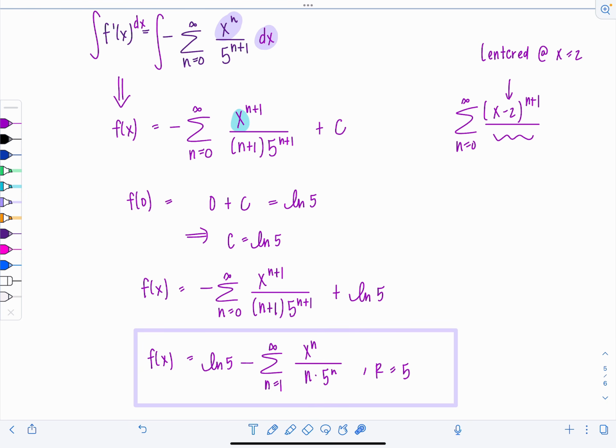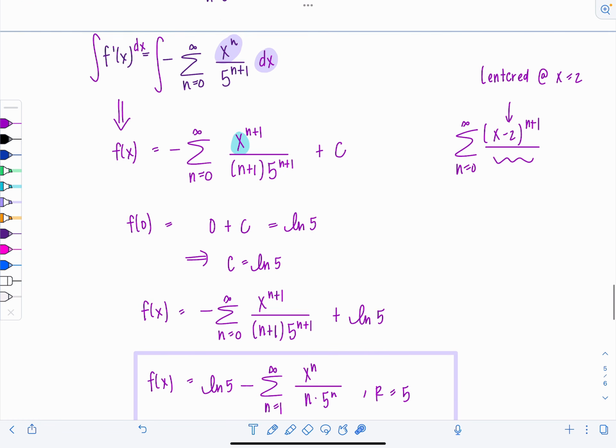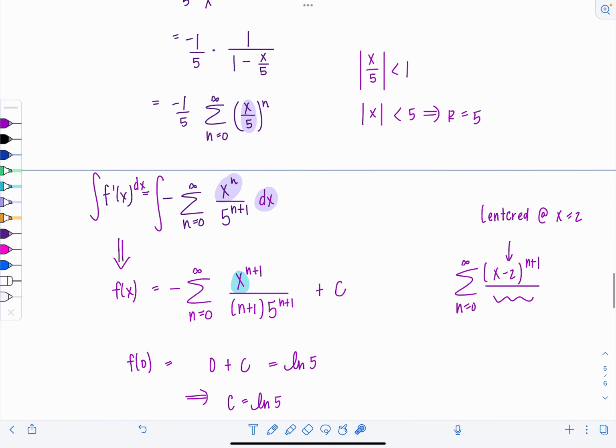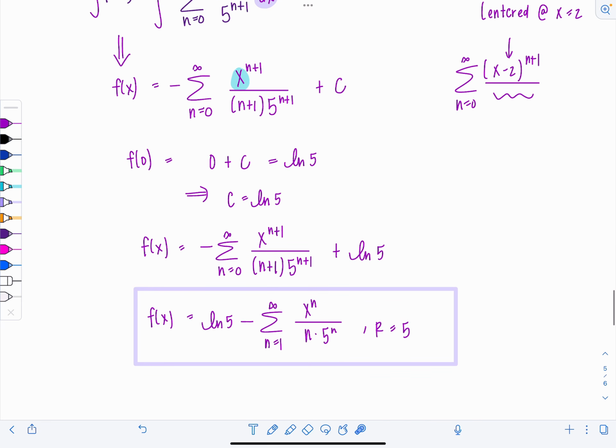Okay, so that's the third scenario. You have ln, and you're like, whoa, so I'm going to take the derivative first, find a power series for the derivative, and then integrate that power series so you can have a power series for the original. Okay, great.